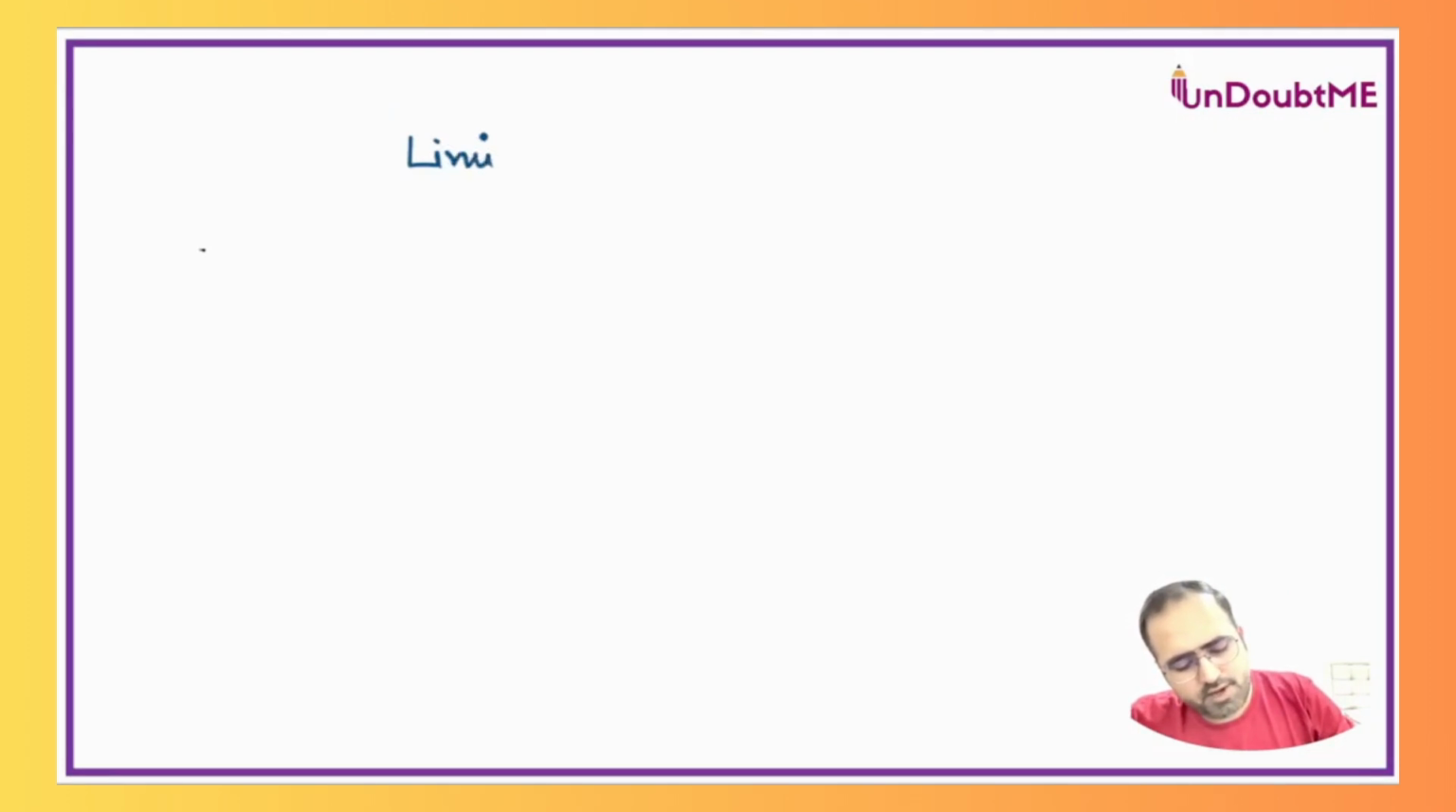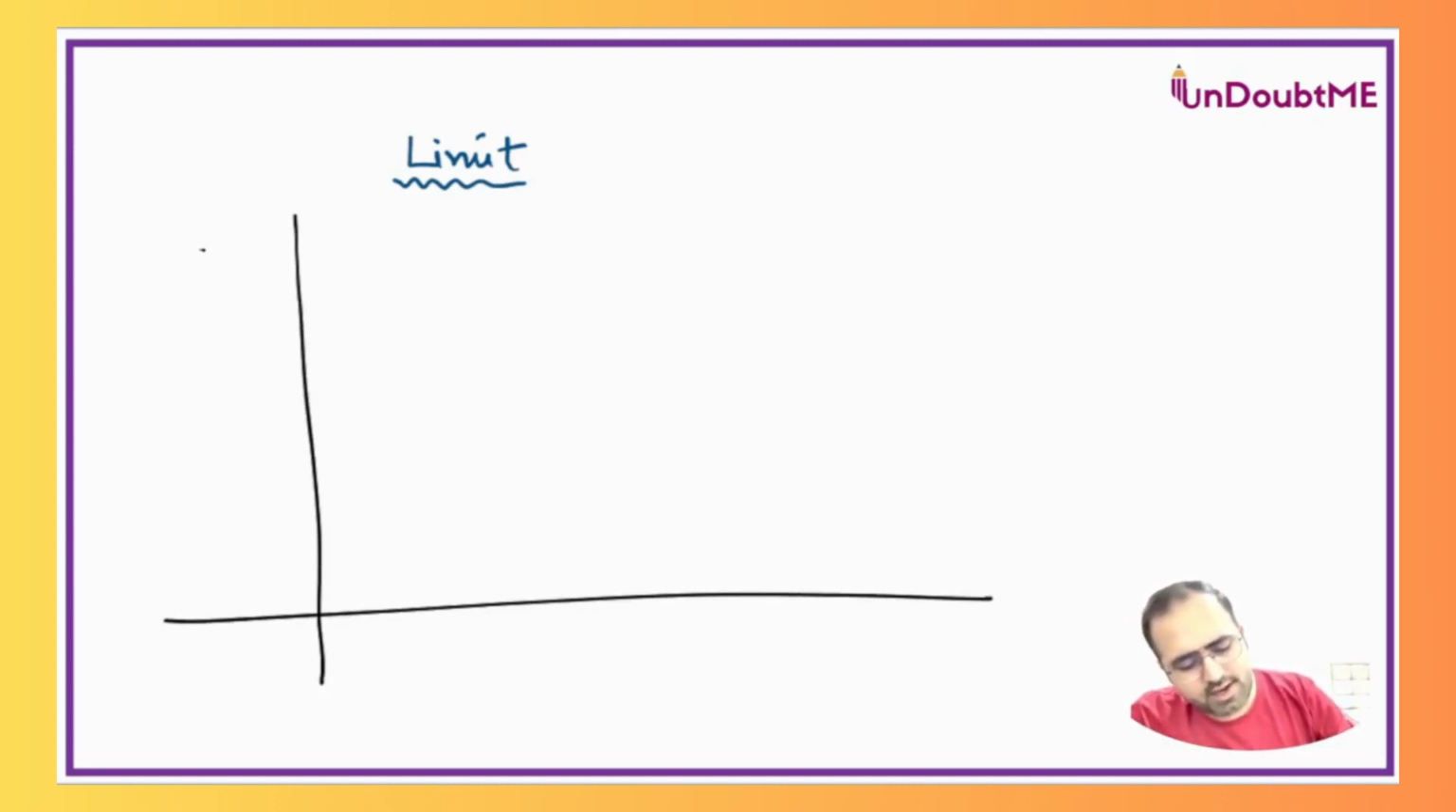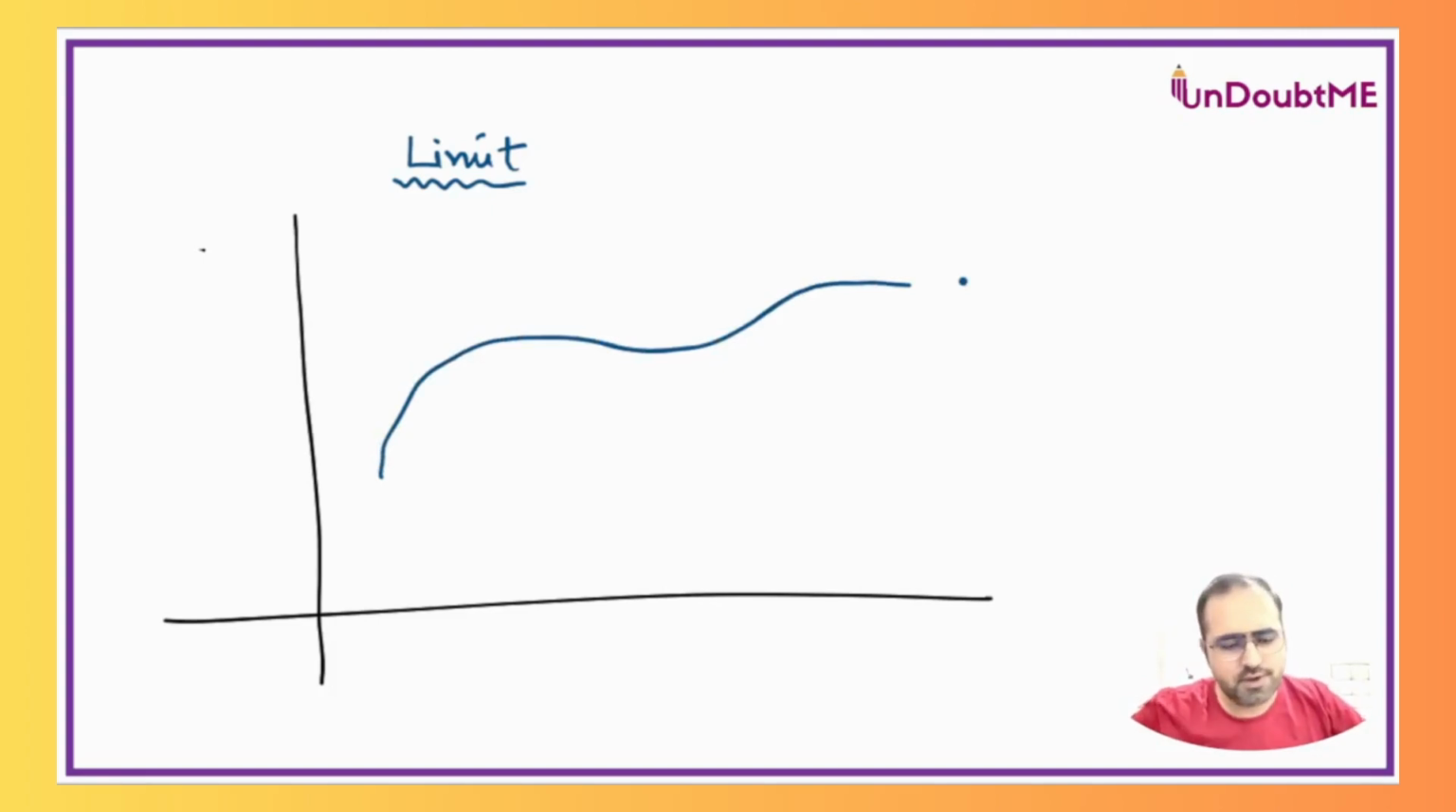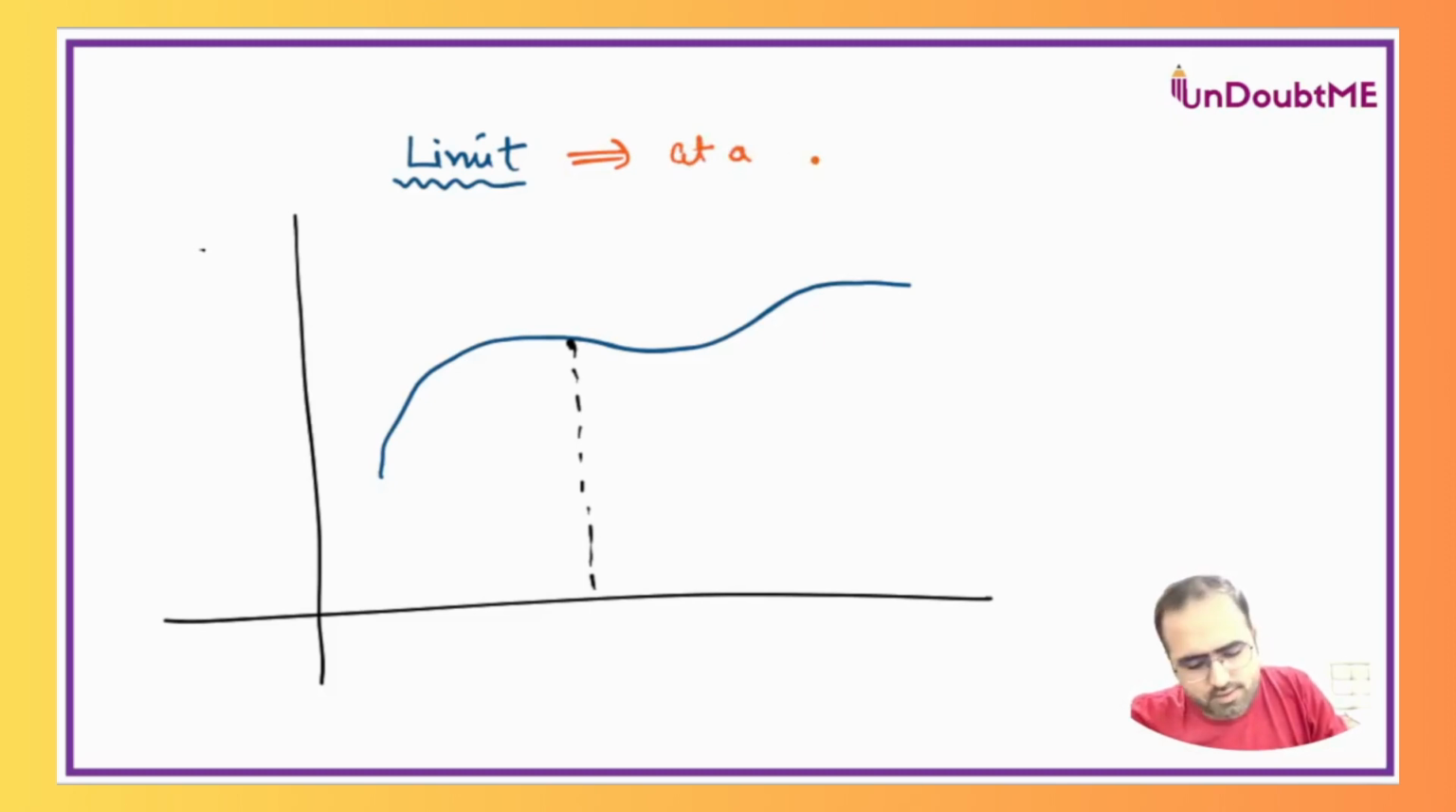So, the concept of limit. Now, limit in very simple terms, we can understand it like this: let's say I have any function, and I'm just drawing a random curve. In that function, I have a point. A very important thing: limit is always analyzed at a point. You should be clear with that. So let's say this point is x equals a.